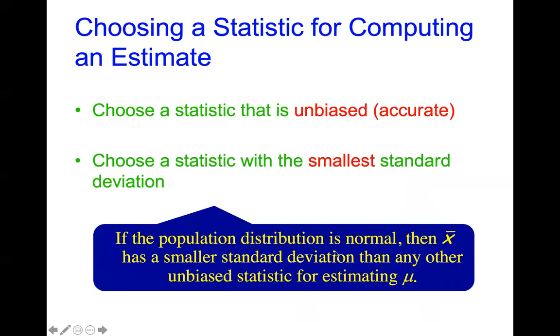All right, so that's what this bubble is. If the population distribution is normal, then your sample mean has a smaller standard deviation than any other unbiased statistic for estimating the population mean. All right, any questions?